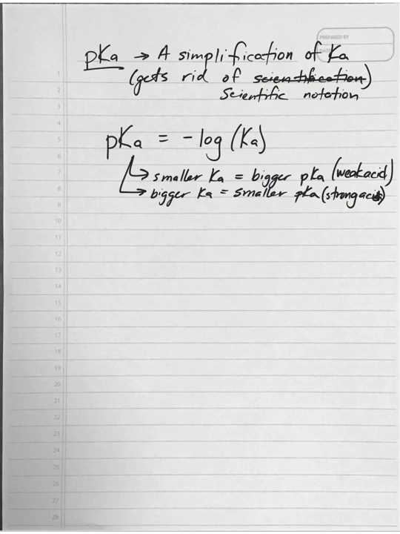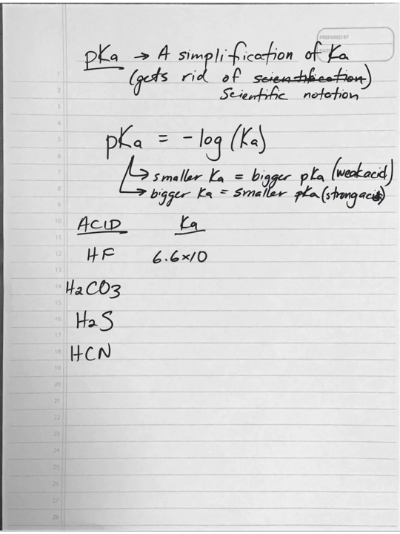You can practice this. Here's a couple acids. So HF, H2CO3, H2S, HCN. And the Ka values: 6.6 times 10 to the minus 4th, 4.4 times 10 to the minus 7th, 1.1 times 10 to the minus 7th, and 6.2 times 10 to the minus 10th.